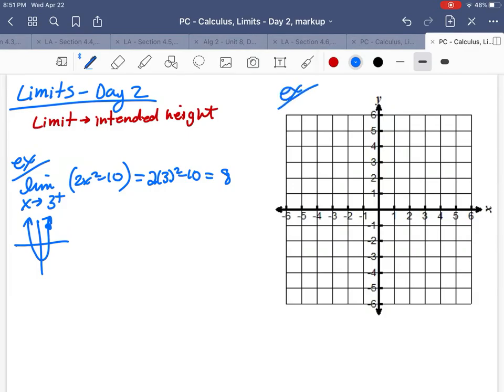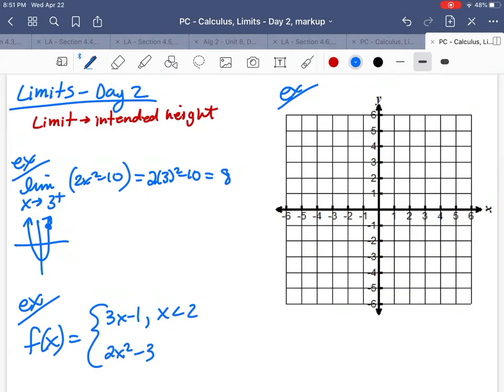All right. So for this next example over here, I'm going to draw a picture. My second example is going to be based off of this piecewise function. And the piecewise function goes like this. It is 3x minus 1, so y equals 3x minus 1 for all x's less than 2. And it is the function 2x squared minus 3 for all numbers greater than or equal to 2. So basically, we need to graph this and see what's going on.